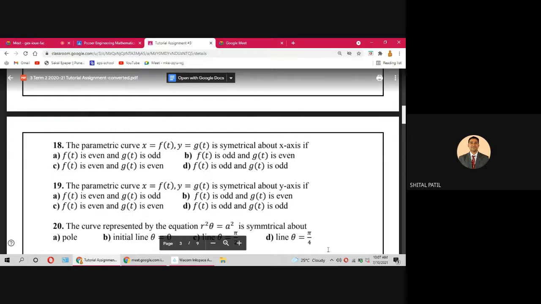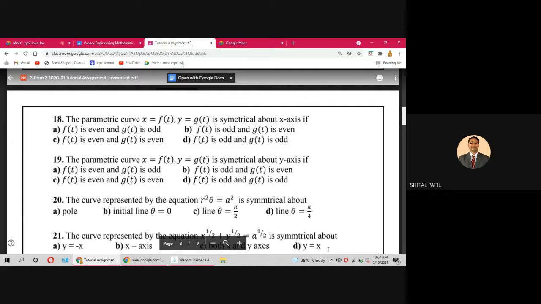Question number 18. The parametric curve x equal to f of t, y equal to g of t is symmetric about the x-axis if x is odd and y is even, that is f of t is odd and g of t is even. B option. Then question number 19, the parametric curve is symmetric about the y-axis. So y should be, sorry, y should be odd. That is g of t should be odd and f of t should be even. So A option, f of t is even and g of t is odd, then the curve is symmetric about the y-axis.